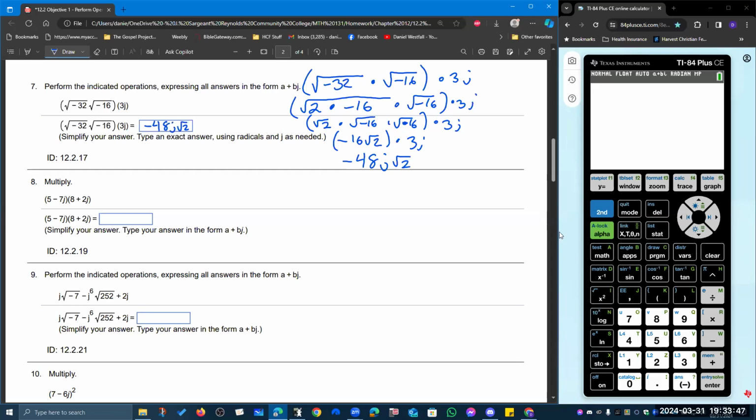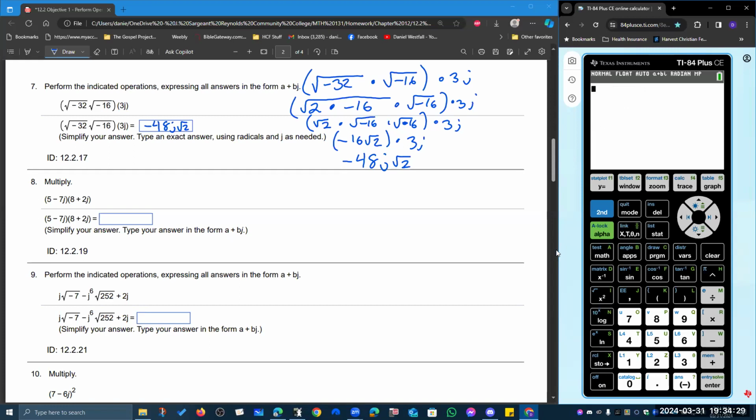I'm going to check this on the calculator. Root negative 32 times root negative 16 times 3, and we have to use the letter I there. And we're not going to get an exact answer. Let me just divide this by the square root of 2 to show you that this is negative 48j times the square root of 2.